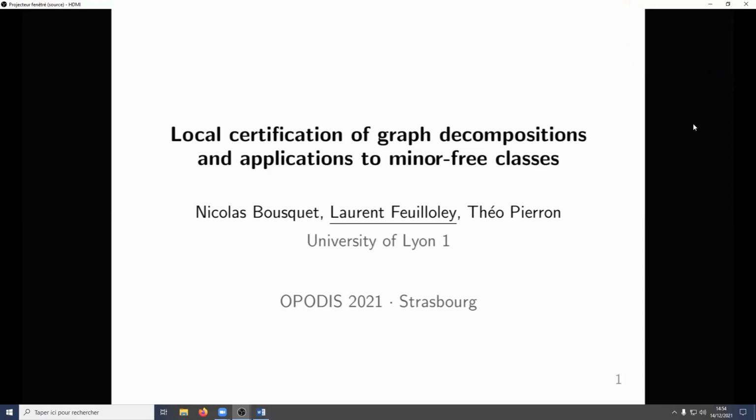Okay, so let's start with the sixth section. We have the talk on local certification on graph decomposition and application to minor free classes. It's a work of Laurent Feuilloley, Nicolas Bousquet, and Théo Pierron. And the talk is given by Laurent Feuilloley. Thank you very much.